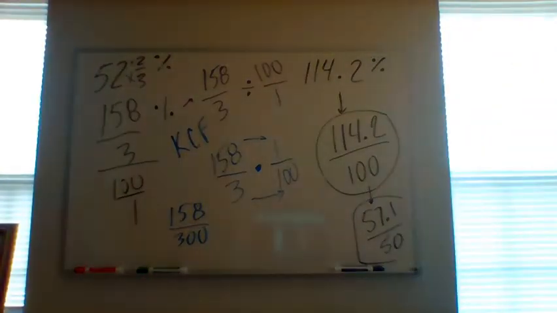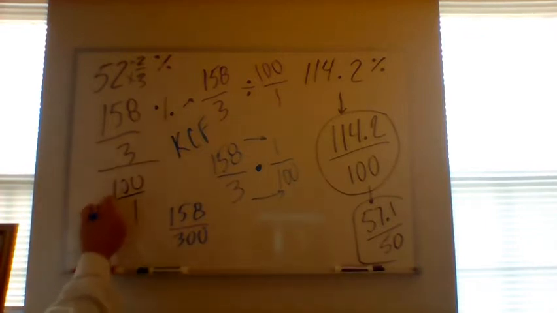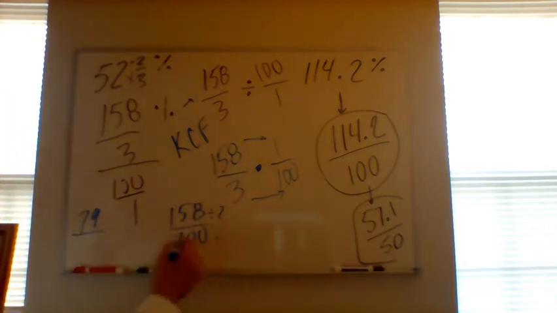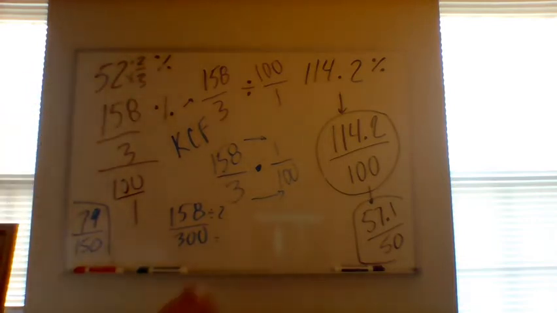I believe that 158 can be divided by 2, right? 158 divided by 2 is 79. 300 divided by 2 is 150. And I think that is reduced. Okay, so that was a gross problem, right? 52 2/3% written as a fraction is 79 over 150.